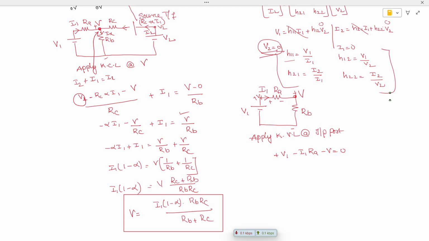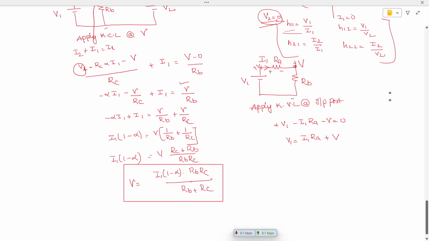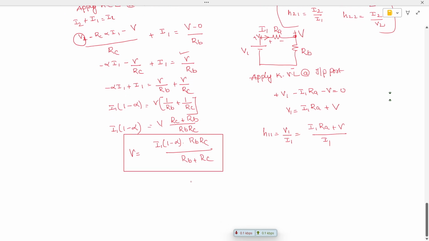So now we require the relation between only these V1 and I1. So V1 is equal to I1 RA plus V, but we require H11. How to write down H11? H11 is equal to V1 by I1. So already we have this equation. So divide that equation, I1 RA plus V completely divided by I1. So here you are going to get RA plus V by I1.